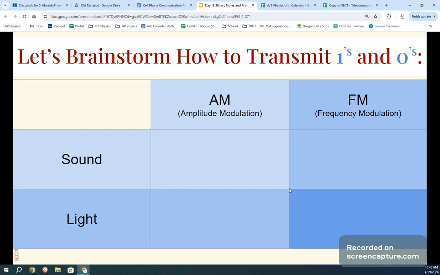Again, just wanted to remind you of this. For sound, amplitude modulated would be, again, amplitude is volume for sound, so it would be a loud or quiet sound. Amplitude modulated light would be a bright light or a dim light. For frequency modulated, frequency in sound is pitch. So frequency modulated sound would be a high pitch or a low pitch. For light, frequency is color. So it'd be a different color, like red versus blue.